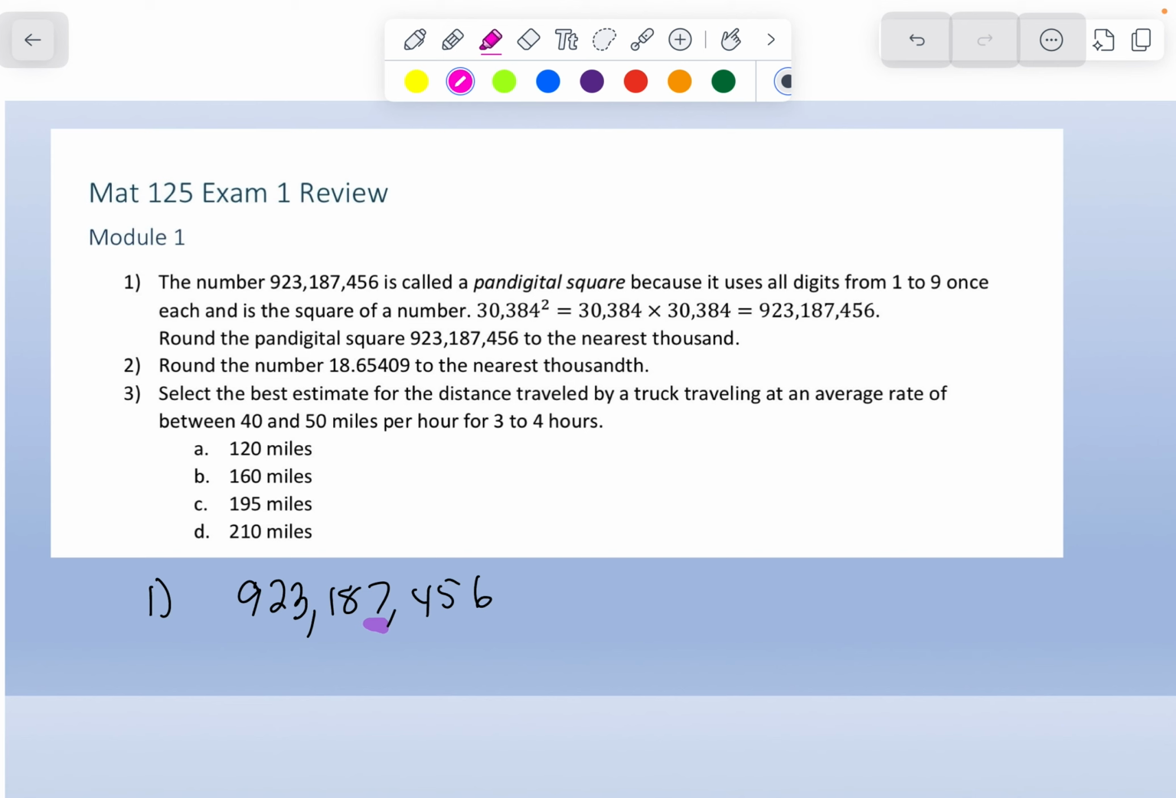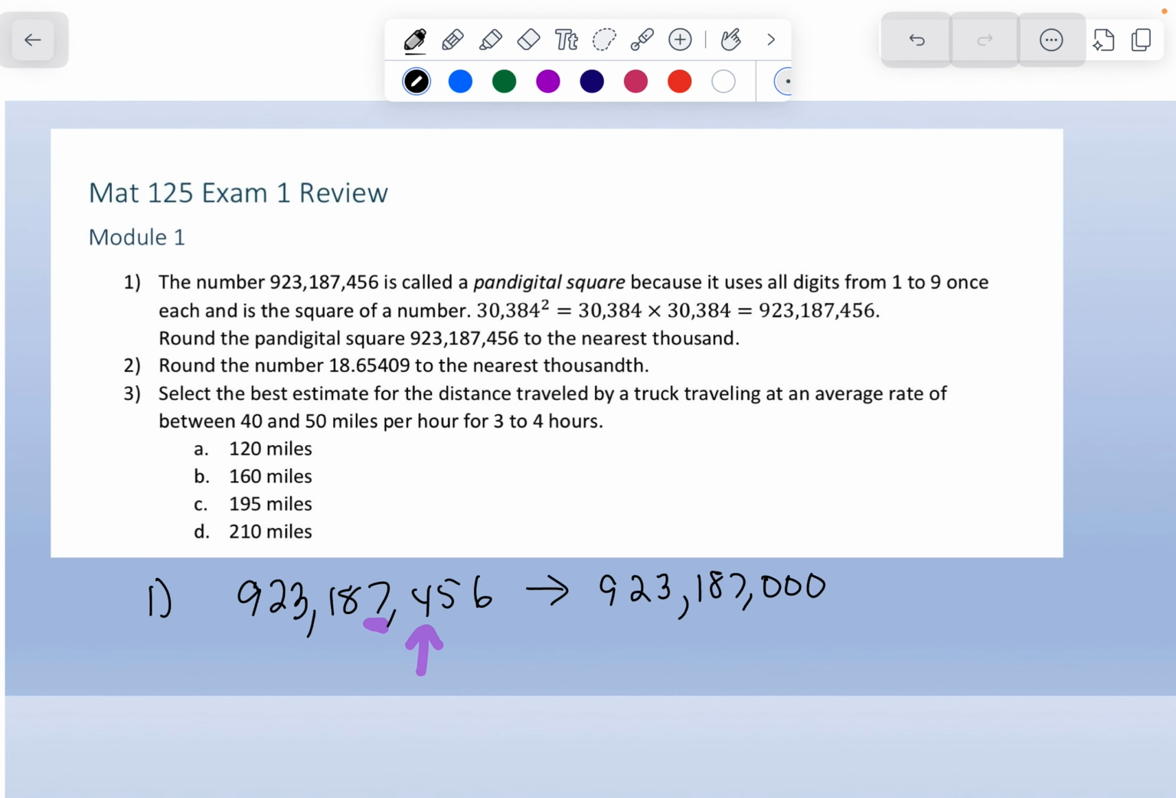Now, you want to look at the spot immediately behind it, and if that spot is 5 or larger, we're going to round the 7 to an 8. If it's anything under 5, we're going to keep it a 7. So when rounded, this would be 923,187,000. And you'll notice the last thing I say is 1,000, if that helps.